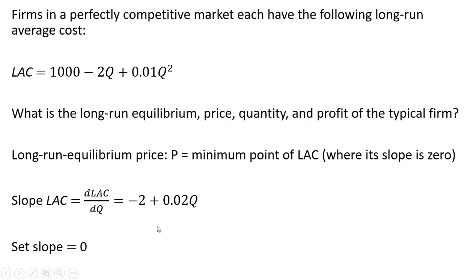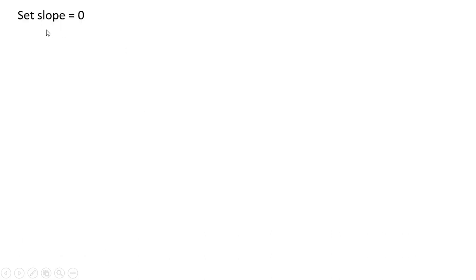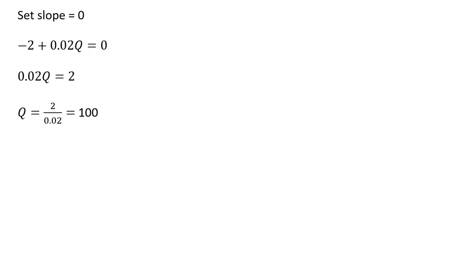We're going to set this slope equal to 0. So the derivative result from the last slide is now equal to 0, and we're going to solve for q. Moving 2 over to the right-hand side and dividing through by 0.02, Q equals 100. So when Q equals 100, the per unit cost, the average cost, is minimized. That's where the firm wants to produce in the long run.